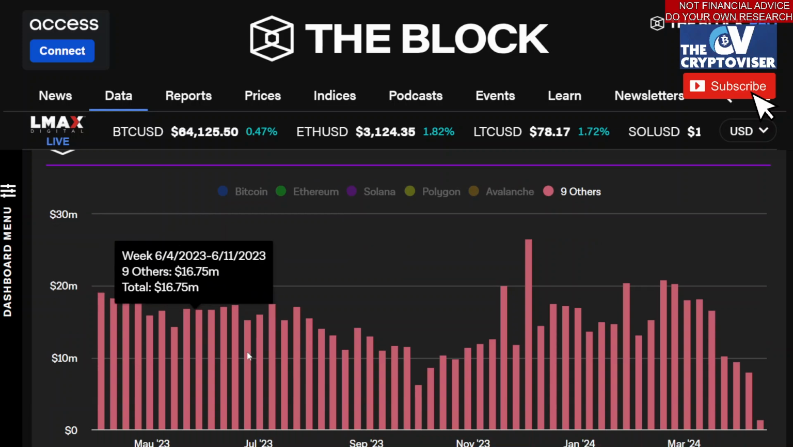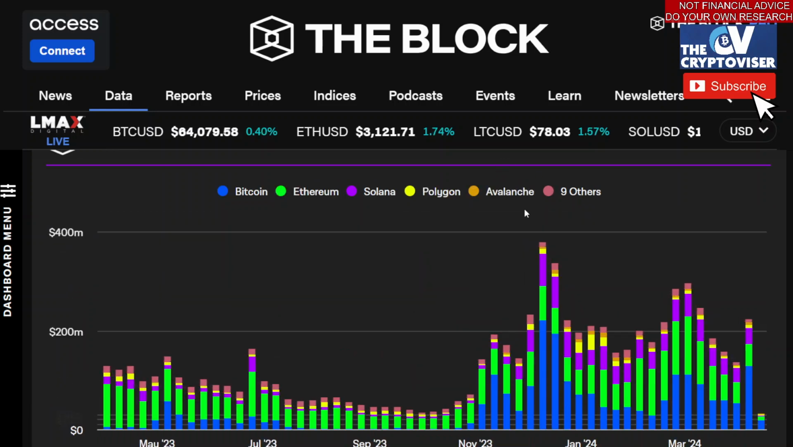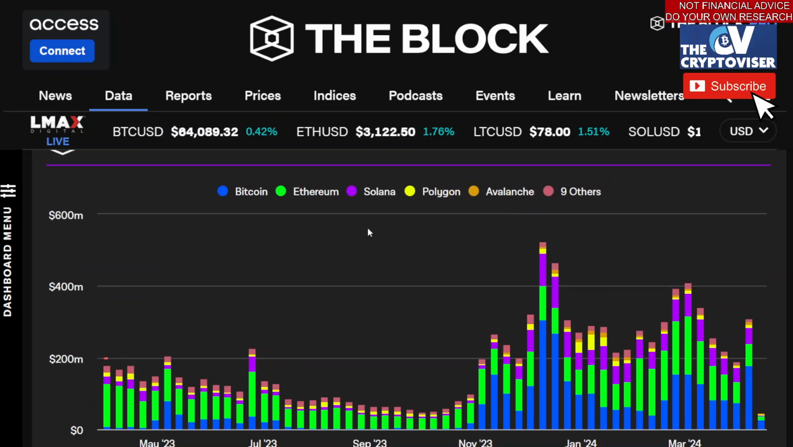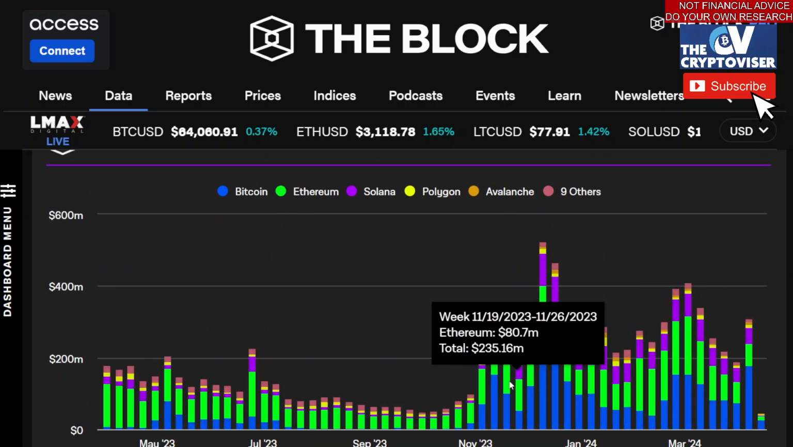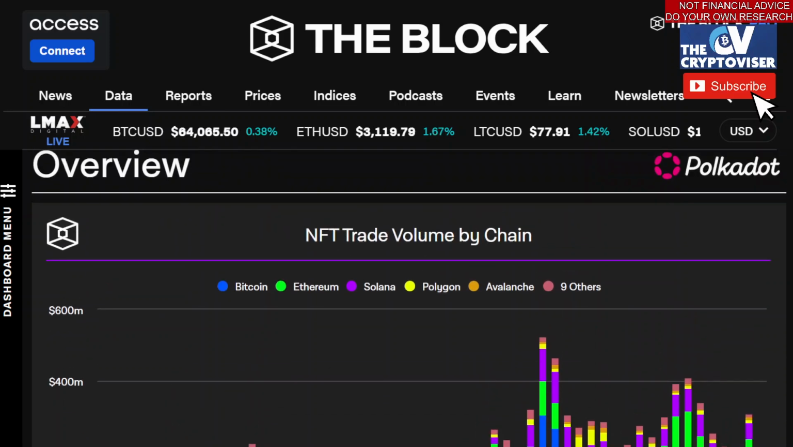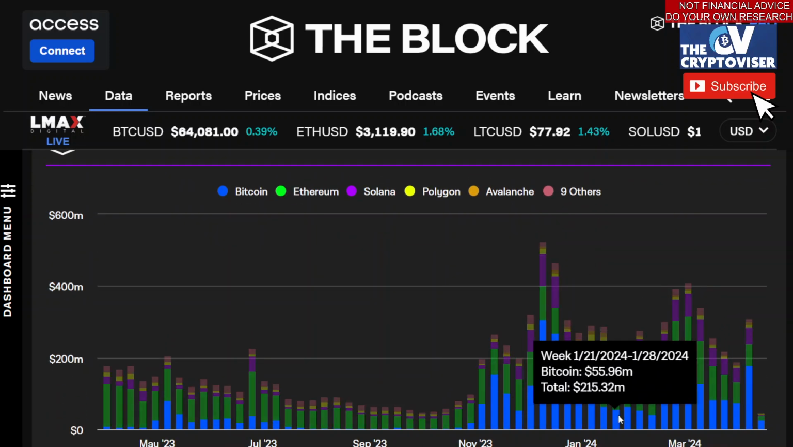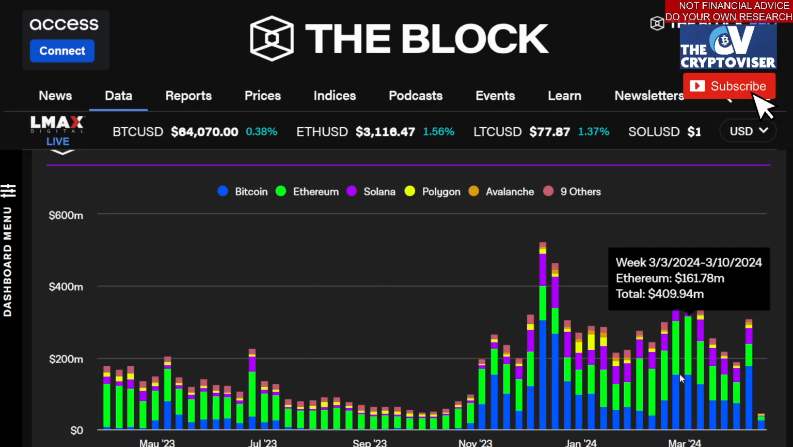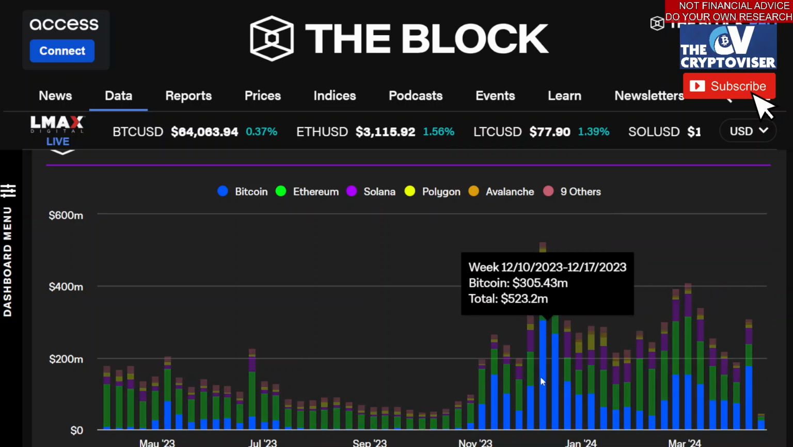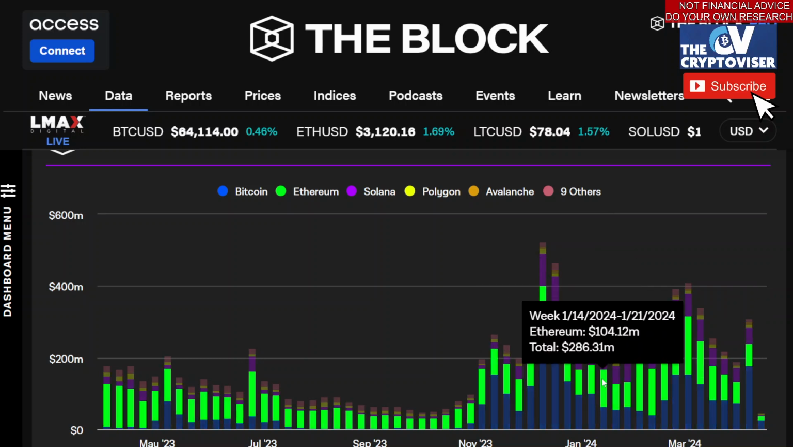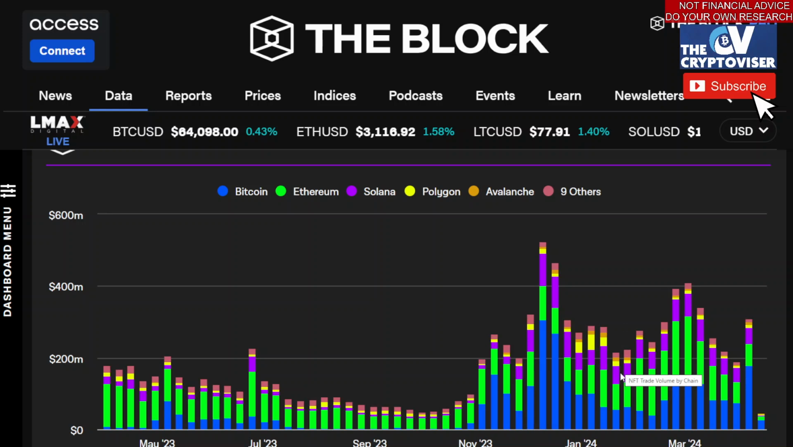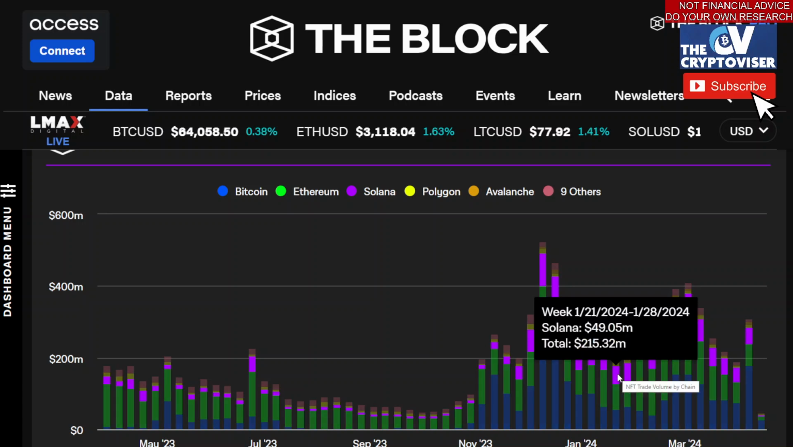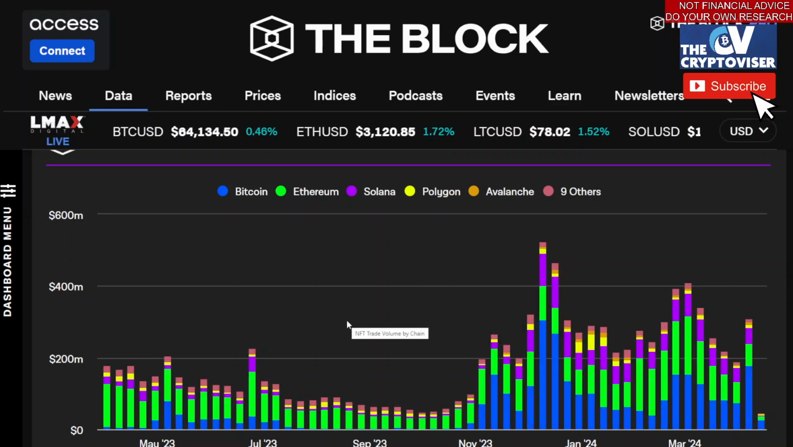You can see that... there we go. I had only others. So you can see that it looks like most of the volume by chain is coming from Bitcoin, which is a huge difference than I think what we saw during the bull market, which was mostly on Ethereum and Solana. You can see the green is Ethereum. And on many days, there's more Bitcoin NFT volume than Ethereum NFT volume, and even more Ethereum NFT volume than there is Solana NFT volume. And so there's still a large portion going to Ethereum and Solana, but Bitcoin has a lot of it.